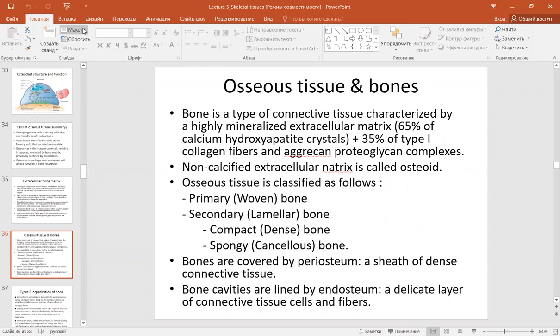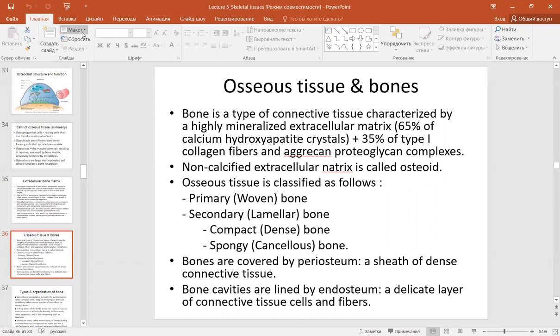Osseous tissue and bone, and the relationship of osseous tissue to the bone. Bone is a type of connective tissue characterized by a highly mineralized extracellular matrix, 65% calcium hydroxyapatite crystals and 35% type 1 collagen fibers and aggrecan proteoglycan complexes. Non-calcified extracellular matrix is called osteoid. Osseous tissue is classified as follows: primary or woven bone, developing directly from the mesenchyme. Secondary or lamellar bone includes subdivision into compact, dense bone and spongy cancellous bone.